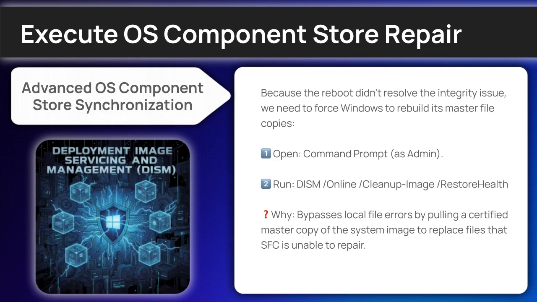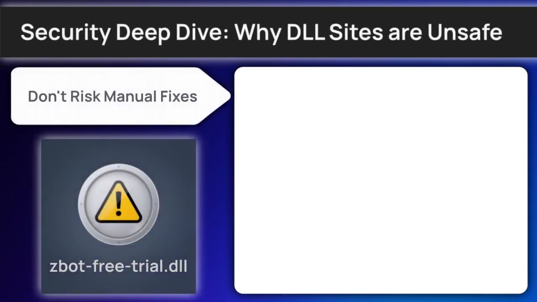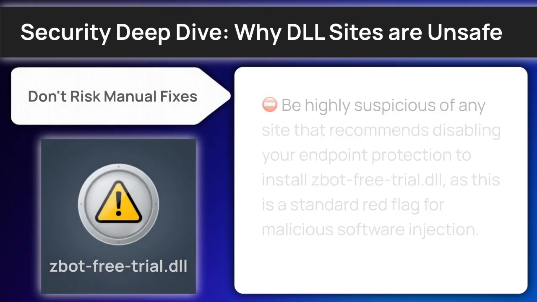Because the reboot didn't resolve the integrity issue, we need to force Windows to rebuild its master file copies. First, open Command Prompt as admin. Second, you're going to type DISM /online /cleanup-image /restorehealth, then hit enter. Why are we doing this? Well, it bypasses local file errors by pulling a certified master copy of the system image to replace files that SFC is unable to repair. To prevent any secondary issues, I recommend a cautious approach to downloading individual system files.